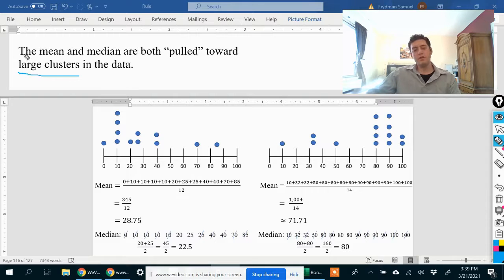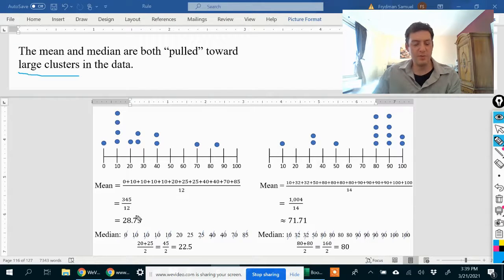So when I wrote the mean and the median are both pulled toward large clusters in the data, that means when we go and calculate the mean and the median, we're going to find that they're pretty close to this large cluster of data. In this case, it would be towards the left. In this case, since the cluster is more towards the right, we would see that the mean and the median are more towards the right, where that large cluster of data is.